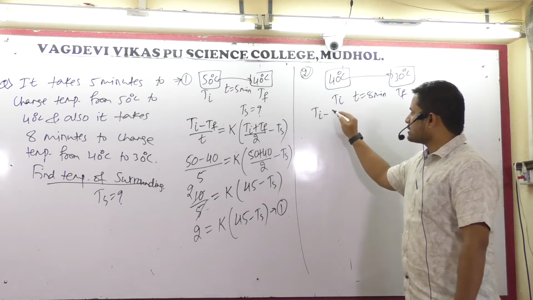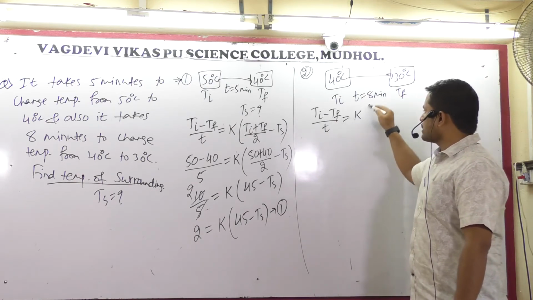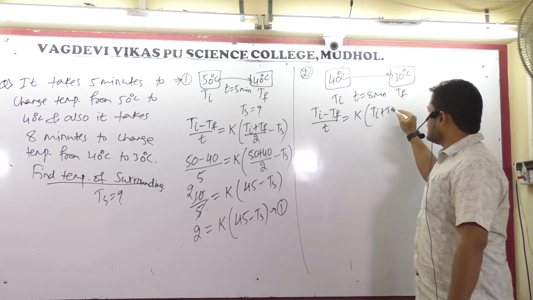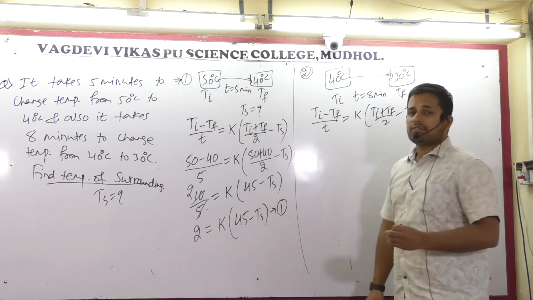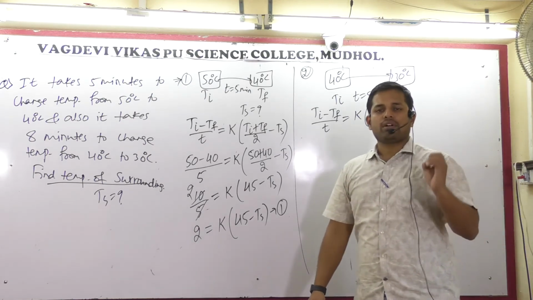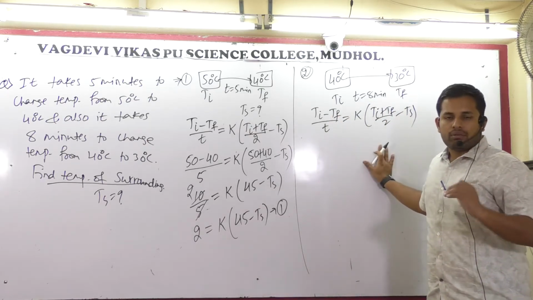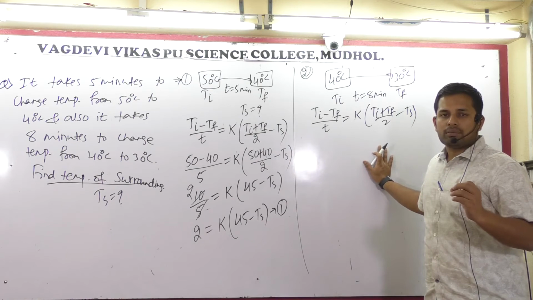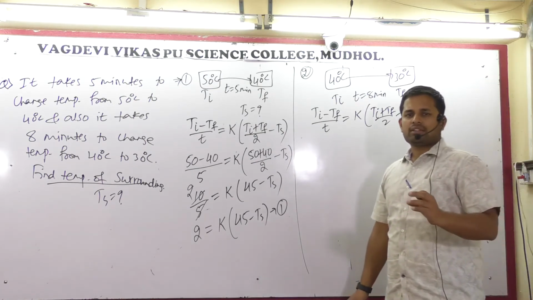Rate of cooling, that is initial temperature minus final temperature divided by time taken, is equal to K bracket (Ti + Tf)/2 minus Ts. Please make a habit of writing this formula, because all the numericals related to Newton's law of cooling will be solved by using this formula only. Whatever derivation formulae are there, they are used for your board exams only. They are not used in competition.